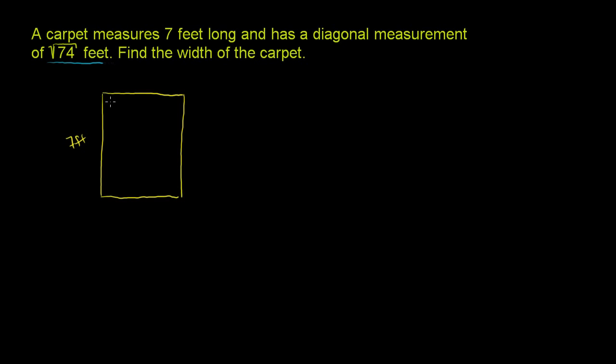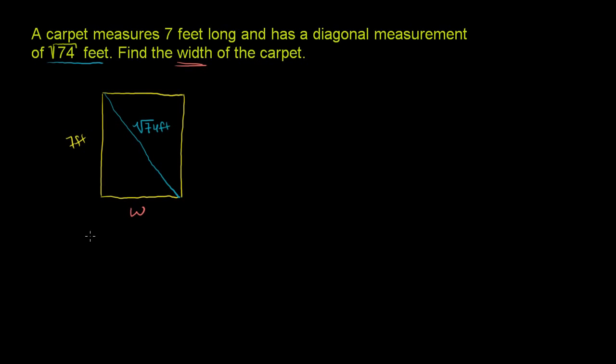A diagonal measurement. So that means that this distance right here, let me draw a little bit neater than that, this distance right here, the diagonal of the carpet, is the square root of 74 feet. And what they want to know is the width of the carpet. Find the width of the carpet. So let's say that this is the width of the carpet. That is W right there.